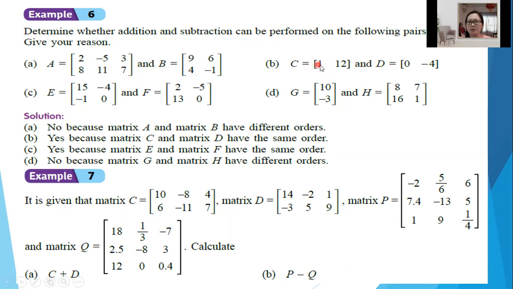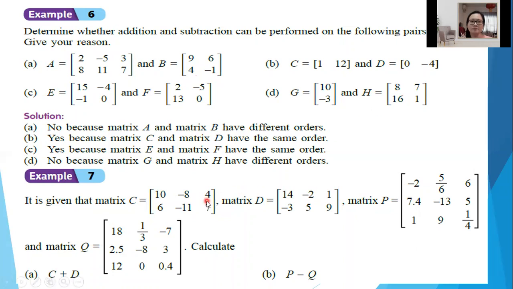Next, B: 1 row, 2 column. 1 row, 2 column. Yes, they have the same order. So the addition and subtraction can be performed. Next, E, F: 2 row, 2 column. 2 row, 2 column. Yes, same order, can be added or subtracted. D: 2 row, 1 column. 2 row, 2 column. Cannot be added or subtracted because they have different orders.